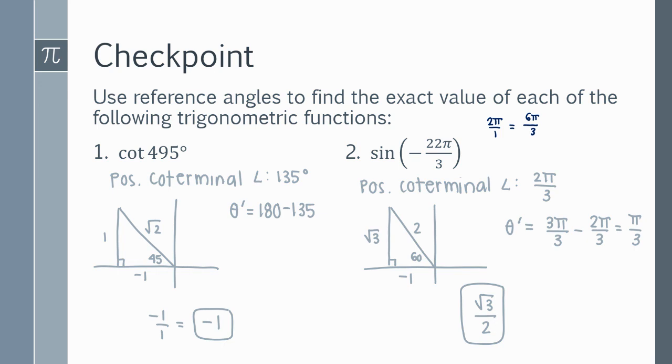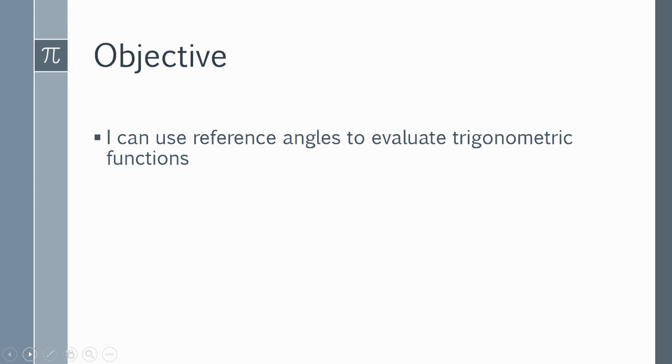Remember, that's a 60-degree angle. Thinking about your 30, 60, 90 triangle, I was able to match up all the sides. Once again, in the second quadrant, one leg is positive, one leg is negative. Sine is opposite over hypotenuse, which is what gave me my answer, square root of 3 over 2. So that's us using reference angles to evaluate trig functions.